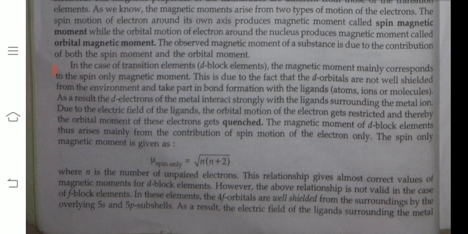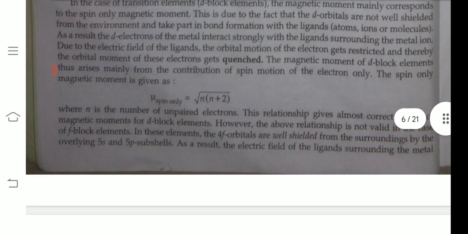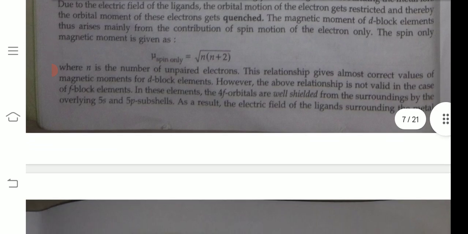The spin-only magnetic moment is given as mu spin-only equal to square root of n(n+2), where n is the number of unpaired electrons. This relationship gives almost correct values of the magnetic moment for d block elements. However, the above relationship is not valid in the case of f block elements.